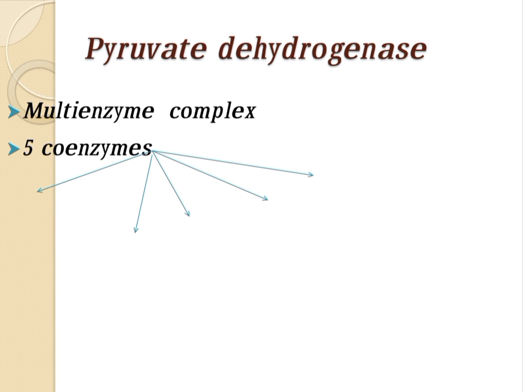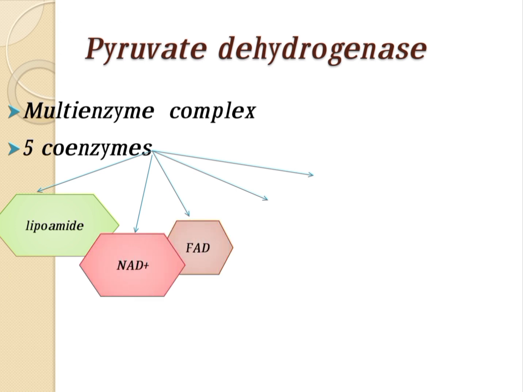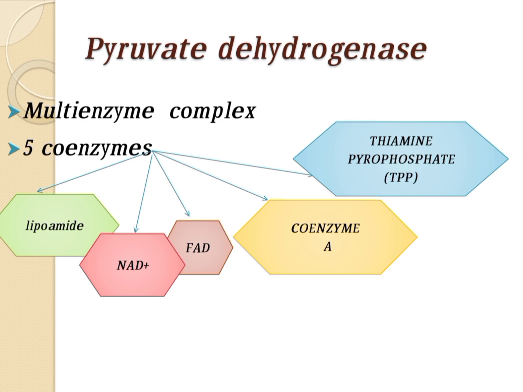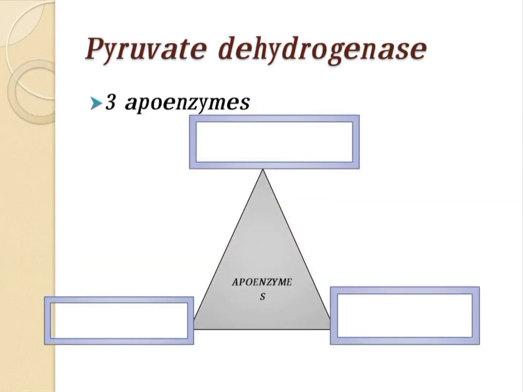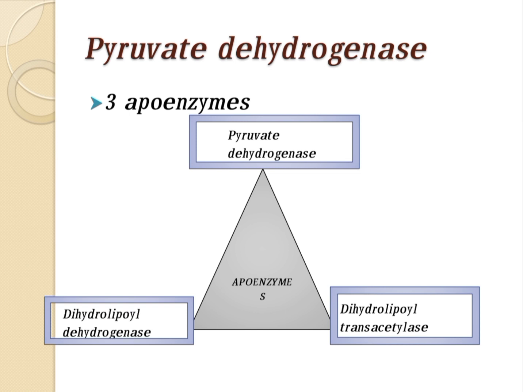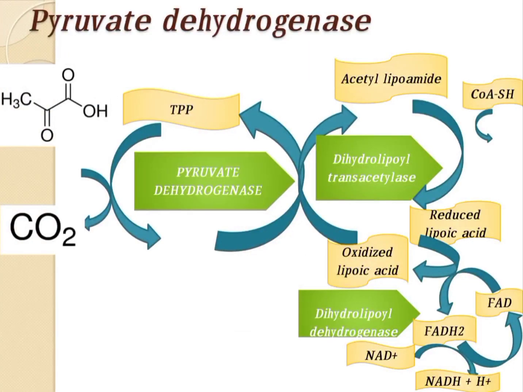It consists of 5 coenzymes, namely lipoamide, NAD+, FAD, coenzyme A, as well as thiamine pyrophosphate. Along with these coenzymes, it also consists of 3 apoenzymes, namely pyruvate dehydrogenase, dihydrolipoyl transacetylase, and dihydrolipoyl dehydrogenase. If we look into the mechanism of this reaction, pyruvate first combines with thiamine pyrophosphate.